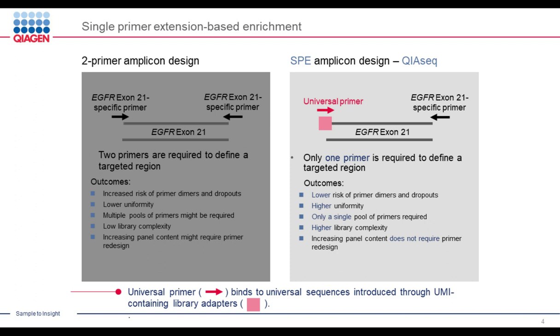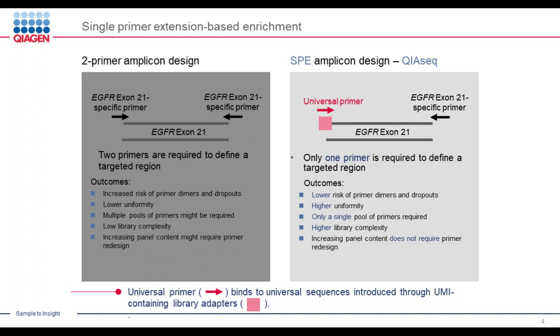Another issue that we see is a lower degree of uniformity. In a lot of instances, if you have continuous stretches of genomic regions that you want to cover, you end up with multiple pools of primers that would be required to cover all of the regions that you're interested in. And you end up with a low library complexity simply because your start and stop positions are defined by primers.